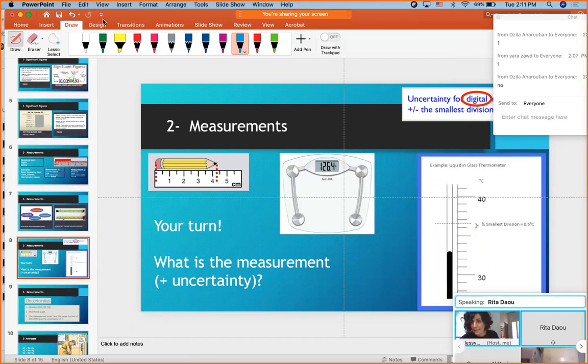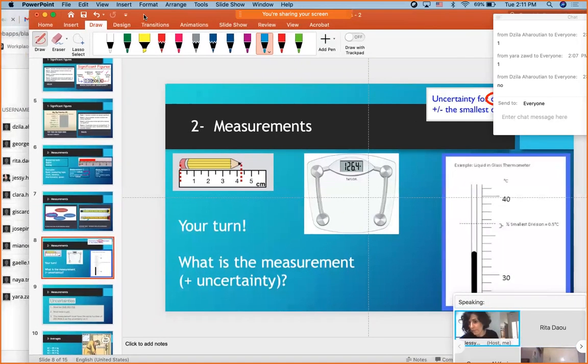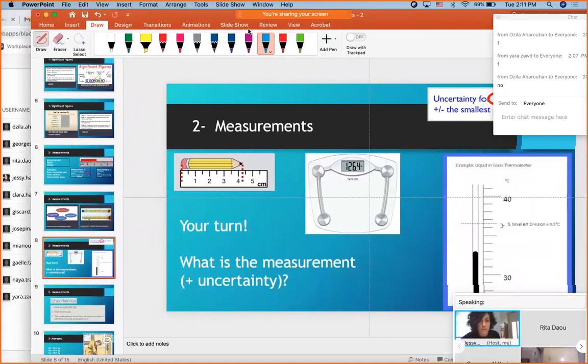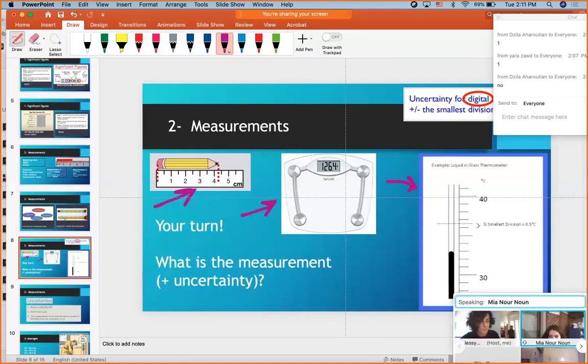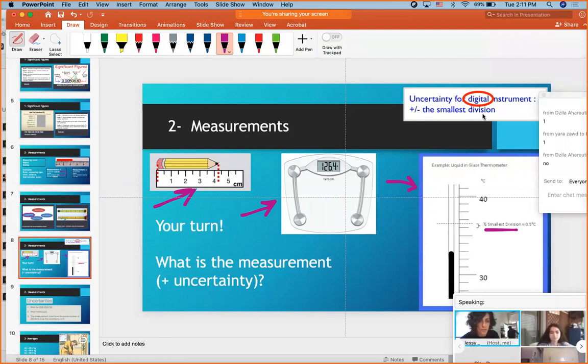So probably I can ask Mia a quick review. Is that a digital measuring tool or analog measuring tool? This one, analog. And this one, digital. And this one, it's a thermometer, analog. All right. The rule for the analog: you take the smallest subdivision divided by 2. The rule for the digital: you just take the smallest subdivision.